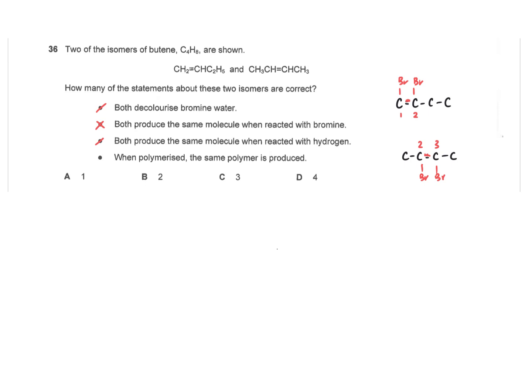For an alkene undergoing addition polymerization, to get the polymer or the repeat unit, we must first rearrange the alkene into the H configuration like that. So for the first isomer, the isomer on the left, it's going to look something like this. And for the isomer on the right, it will look something like this.